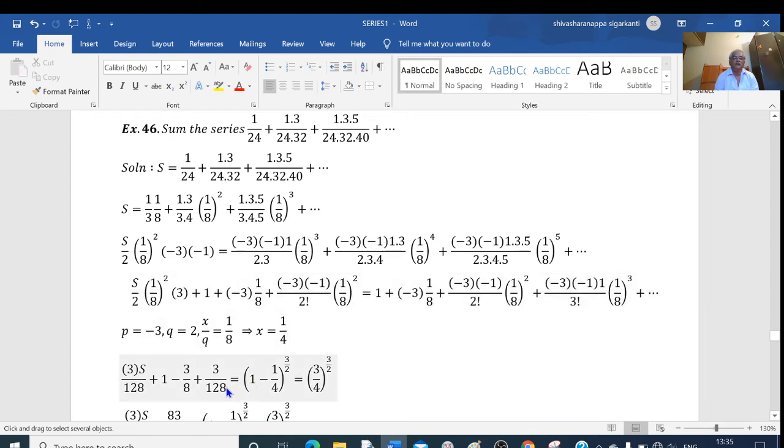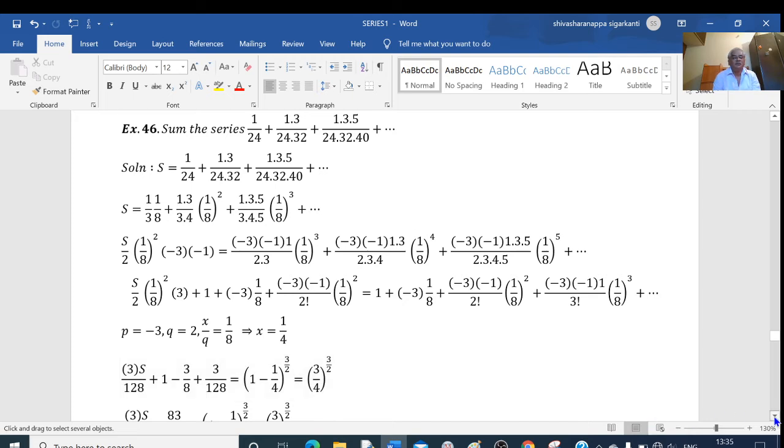64 into 2 is 128, plus, minus into minus is plus. This is the left hand side. On the right hand side, (1 minus x) to the power of minus p by q: 1 minus 1 by 4 to the power of minus of minus 3 is plus 3 by 2. This is equal to 1 minus 1 by 4, which is 3 by 4, to the power of 3 by 2.